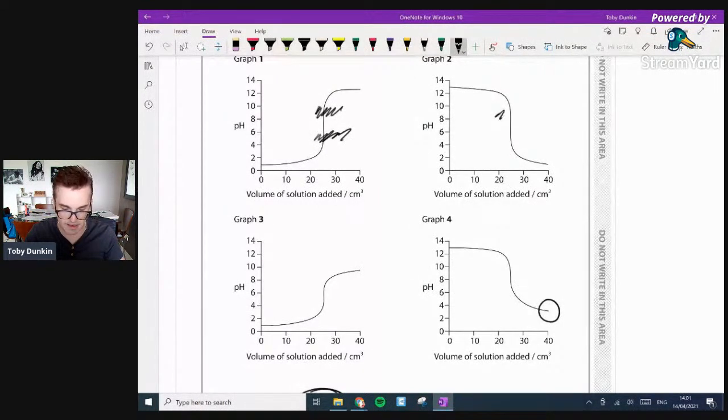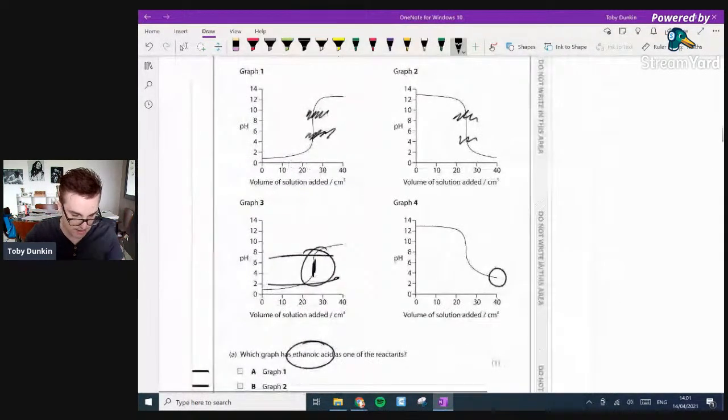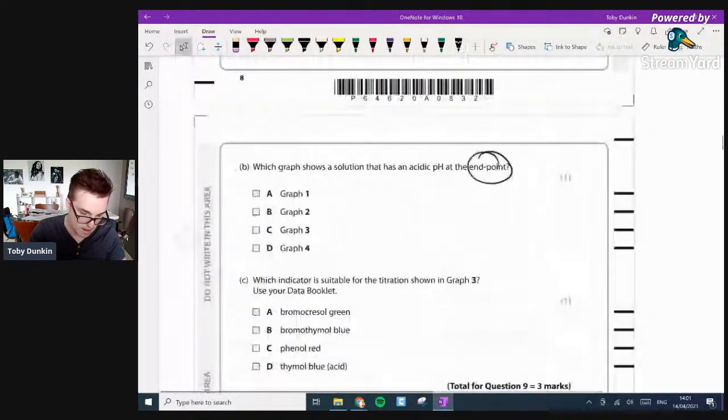Again, same thing, it depends on the indicator you use, but with this one the vertical region is always in the acidic. I guess what they're saying is that because you could have a different indicator, these wouldn't work, but this one you have to have an end point in the acidic region, and you're going to be focusing on methyl orange there. So that's going to be graph number 3.